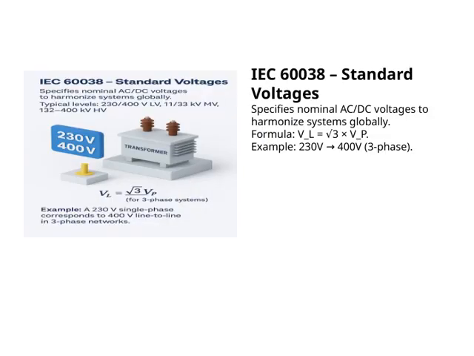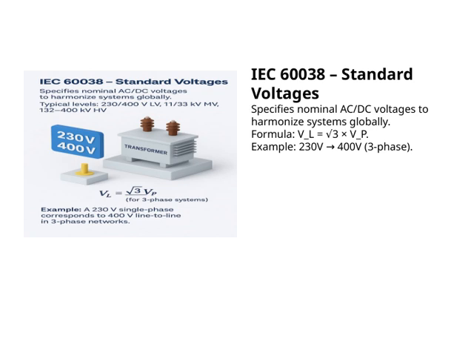Let's take a closer look at IEC 60038, which defines standard voltages used worldwide. These standards are essential because they help harmonize electrical systems across different countries, making equipment compatible and safe to use globally. One key point is the distinction between AC and DC voltages, both of which are specified within this standard.